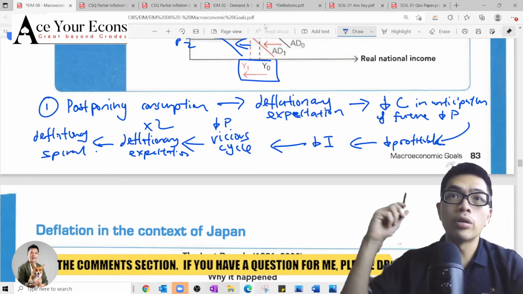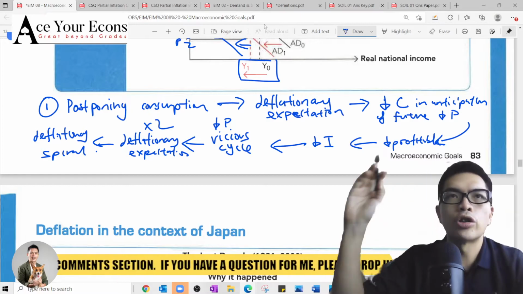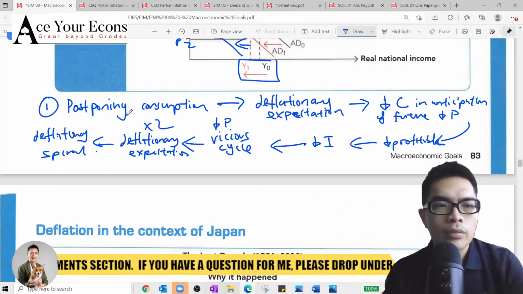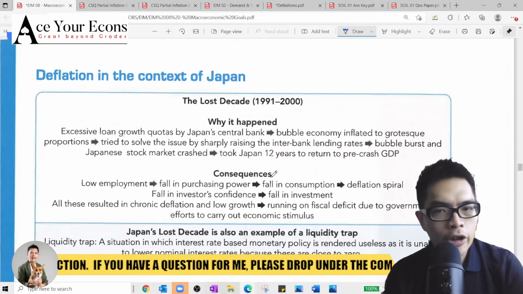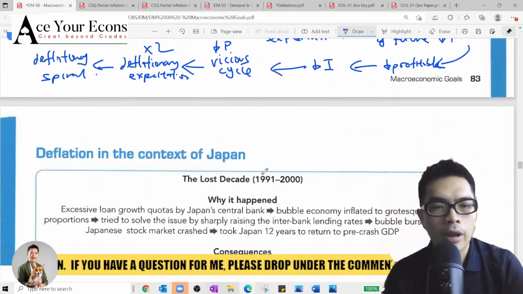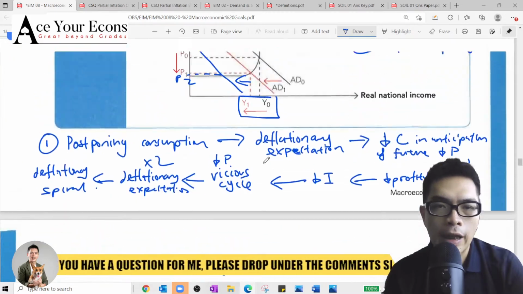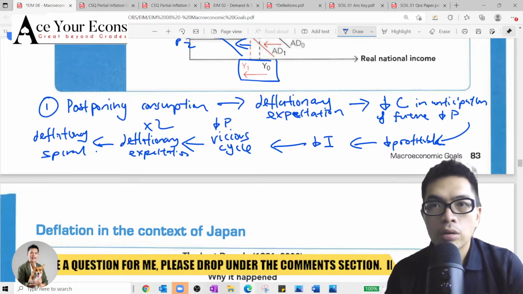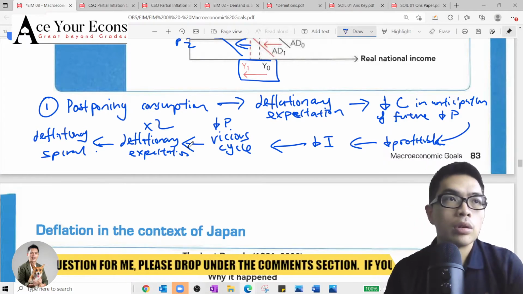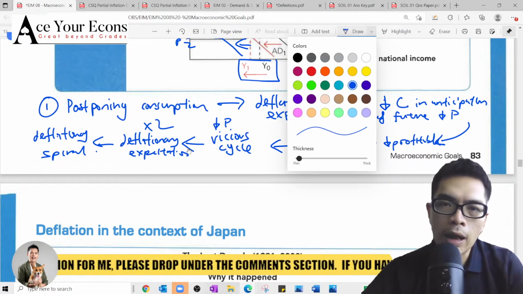Make sure you know this by heart, how this actually happened. Page 84 explains the deflationary spiral in Japan. You can read this. It's called the lost decade. So far so good.